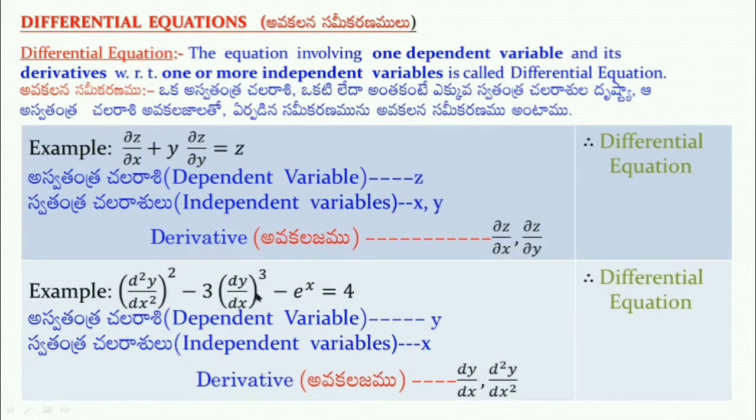So here we have another example. d square y by dx square whole square minus dy by dx whole cube minus e power x is equal to 4. In this case y is a dependent variable, that means the equation has a dependent variable y, and the equation has derivatives dy by dx, d square y by dx square. All these derivatives are with respect to x. That means there is one dependent variable and two derivatives. So the equation has a dependent variable, derivatives and an independent variable. So that's why it is a differential equation.